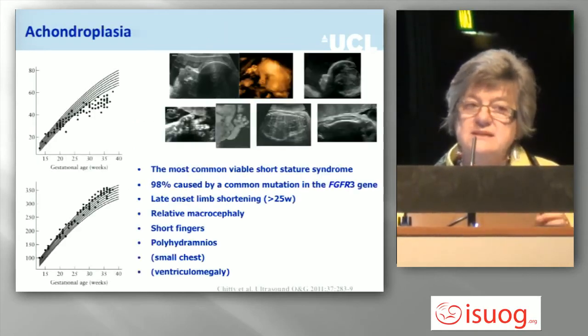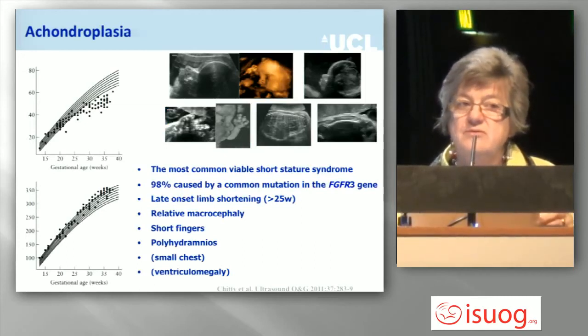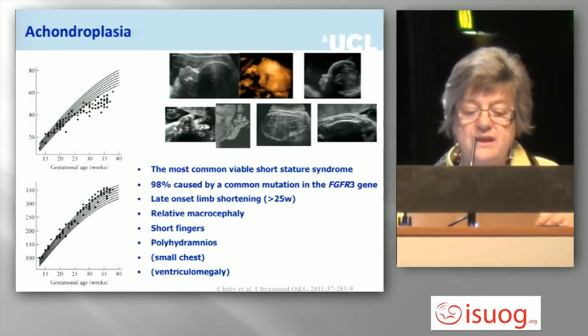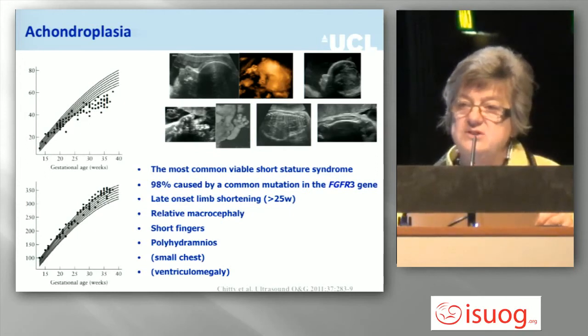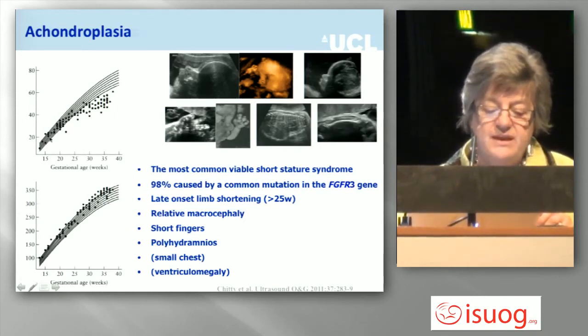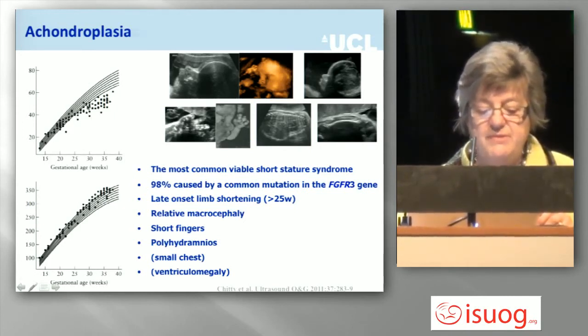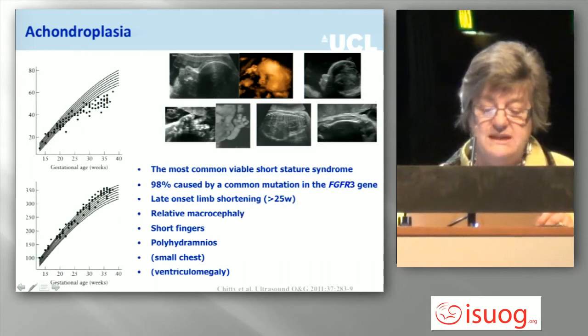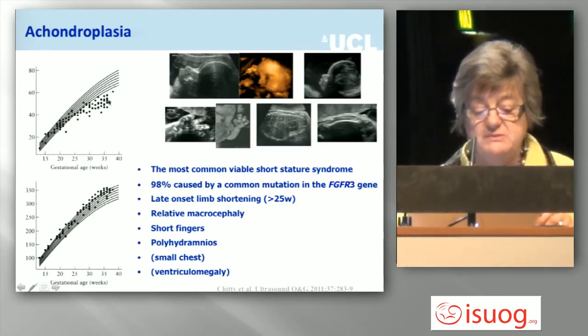So achondroplasia is the commonest viable short stature syndrome. This doesn't present until after 25 weeks gestation when short limbs occur. So here are the normal limb lengths, and this is a cohort of babies with achondroplasia measured in the second trimester, all the measurements lay within the normal range, and you can see that come 25, 26 weeks, the measurements begin to fall below the normal range.